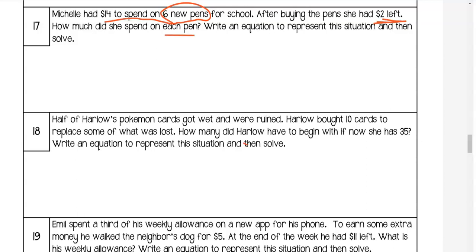We're going to write an equation to represent this situation, and then we will solve it. So because she had a total of $14, I'm going to make that my number I'm equal to. And the thing I'm equal to is the number of pens I purchased times the price per pen plus the $2 that I had left. So my equation is 14 equals 6p plus 2.